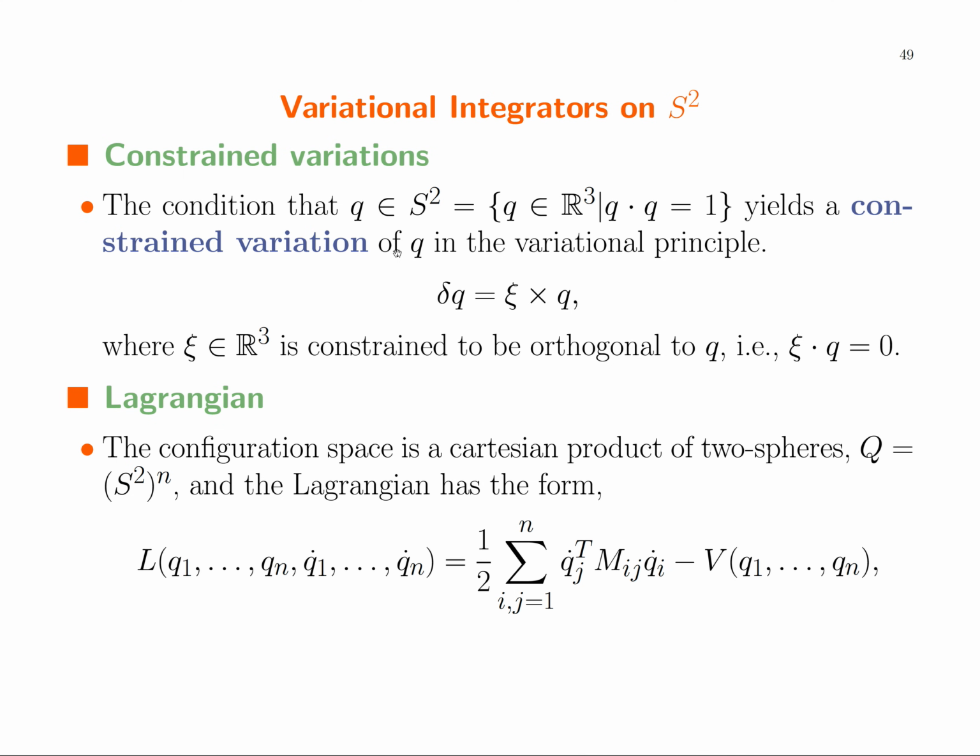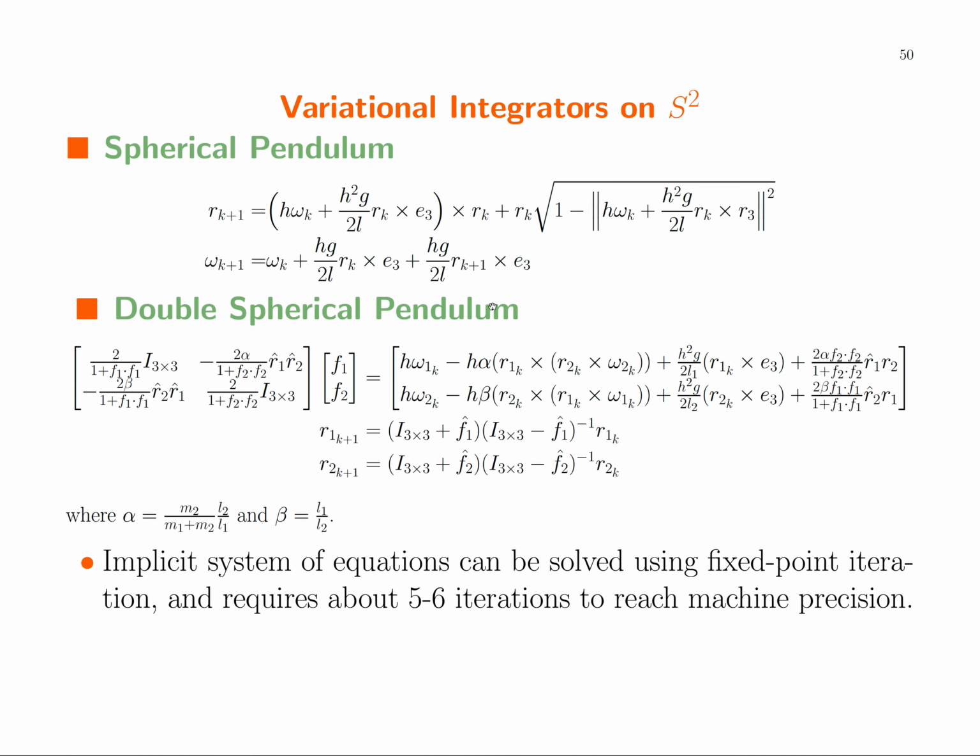All right. So the condition that you stay in the sphere, this unit sphere condition, constrains the variation in the variational principle. So you can write it in the following way, and then you can write down a Lagrangian for something like a Cartesian product of 2 spheres, and the Lagrangian has this kind of form of kinetic minus potential energy. With the spherical pendulum, you can write down a method which looks like this, and the double spherical pendulum gives you a method like this.